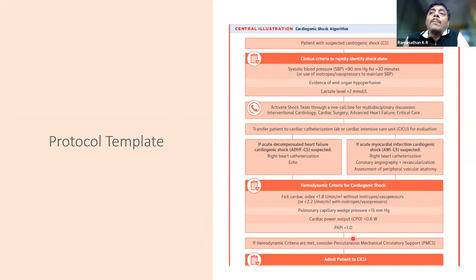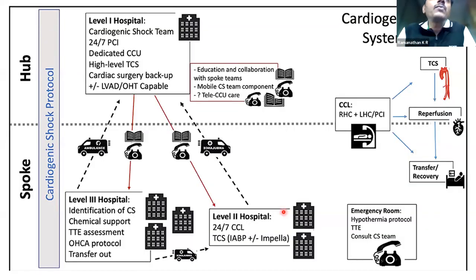Again, the decision for percutaneous mechanical cardiac support is made on cardiac power output as well as measurement of cardiac index. If you go more into these organizational aspects, a shock team or a cardiogenic shock system of care essentially works at 3 levels, where you have a level 1 hospital that works 24/7, which is essentially a quaternary cardiac center that has all the advanced cardiac support, including ability for LVAD as well as transplant.